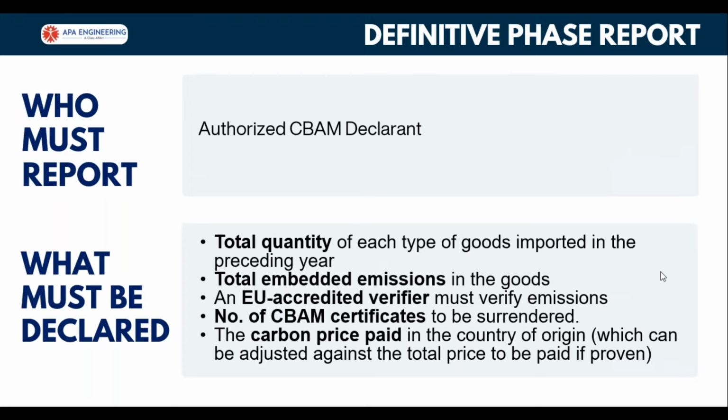And then the number of CBAM certificates that you purchase and are going to surrender finally, and then the carbon price that you paid in the country of origin. So this becomes mandatory. Purchasing of CBAM certificates and the carbon price paid are going to become mandatory here. Because if you have paid a carbon price, they will be able to financially make adjustments based on the number of CBAM certificates you are purchasing.